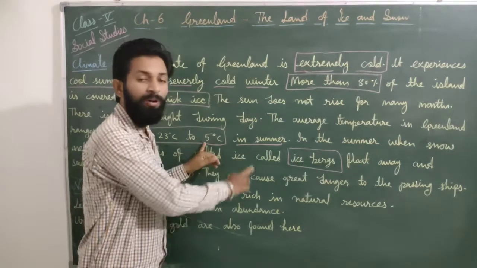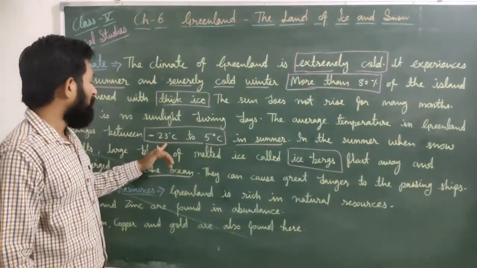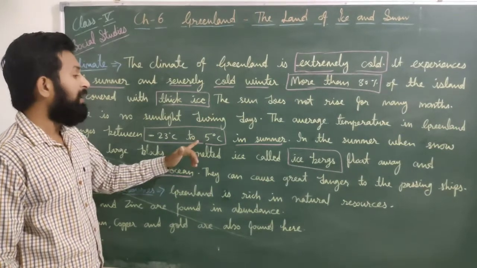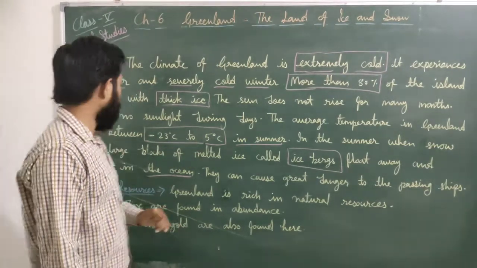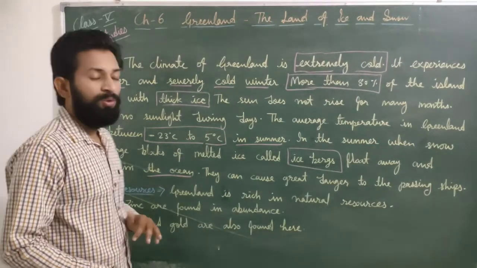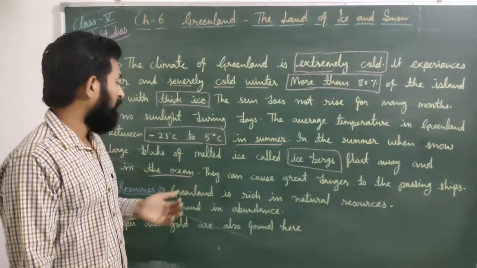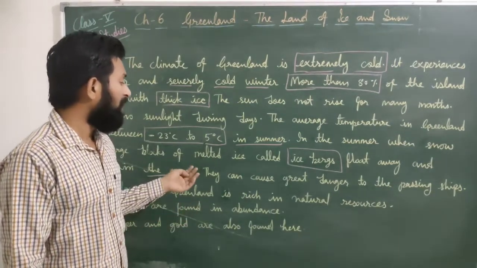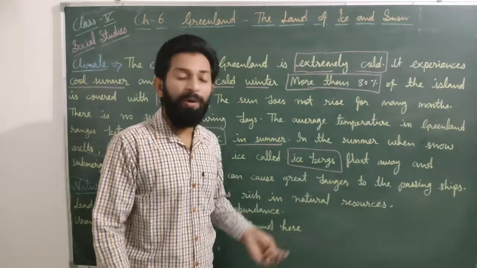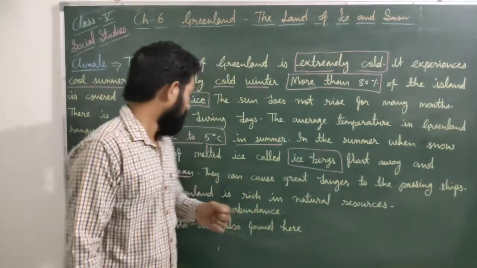It's about summer only. In the summer they are getting temperature from lowest minus 23 degrees Celsius to 5 degrees Celsius. In the summer when snow melts, large blocks of ice, means when snow melts, then large blocks of ice float in the ocean, known as icebergs, and they may cause great danger or accidents to passing ships also.